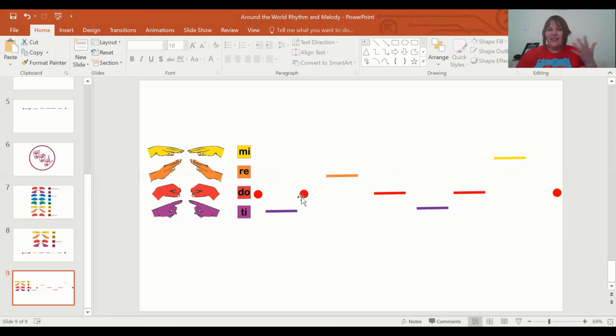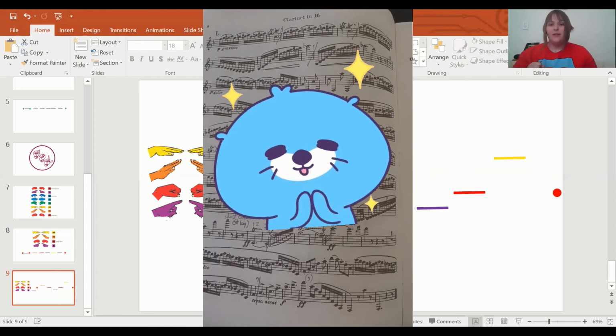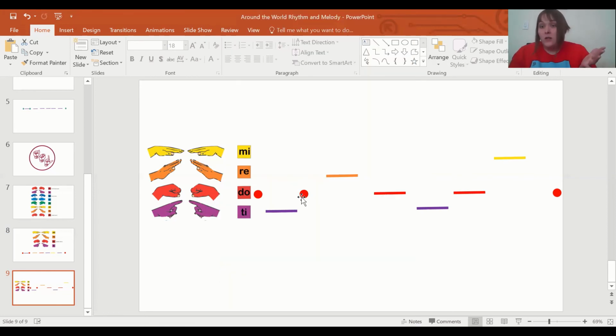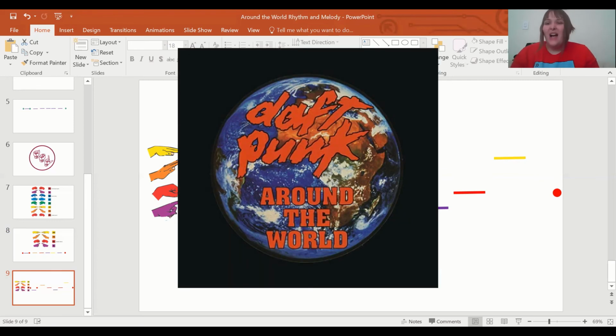I want you to keep practicing this pattern because guess what? Next week in music, this is going to be your Flipgrid assignment. It's not today, it's for next time, so keep practicing it. Let's do it one more time to make sure we got it. Ready, set, go. Do, ti, do, re, do, ti, do, mi, do. Excellent job, students. And if you want to look up that song on YouTube and practice more, it's called Around the World by Daft Punk.